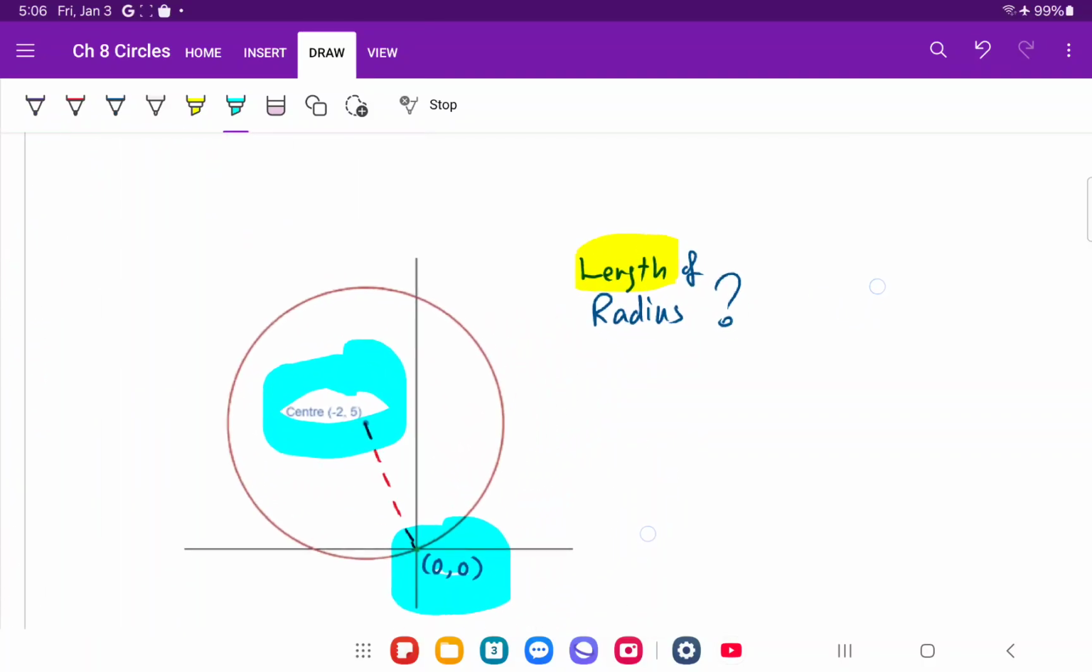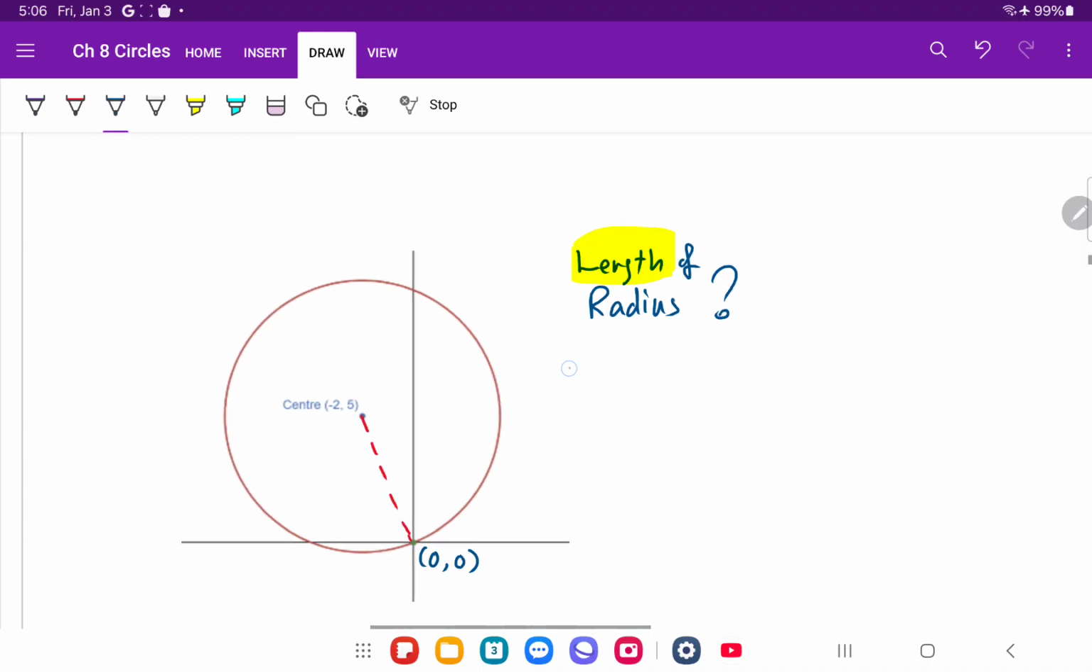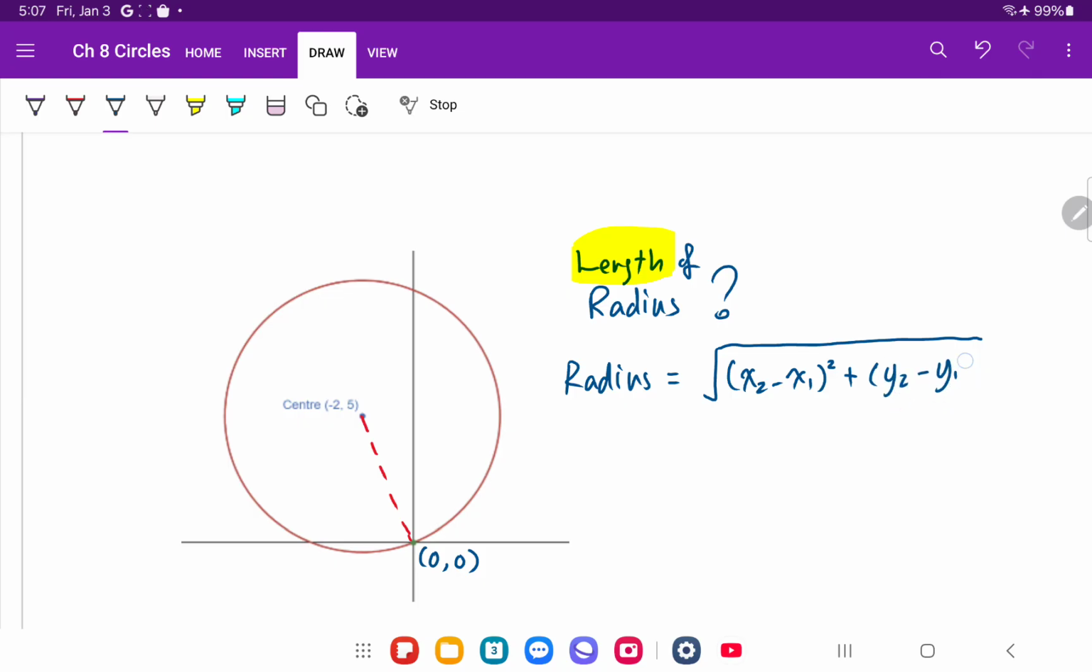So, the radius is none other than square root of x2 minus x1 square plus y2 minus y1 square. I am going to call this x1, y1, x2, y2. So if I substitute the values accordingly, I will end up with 0 minus minus 2, that will be 0 plus 2. And then y2 minus y1, so 0 minus 5.